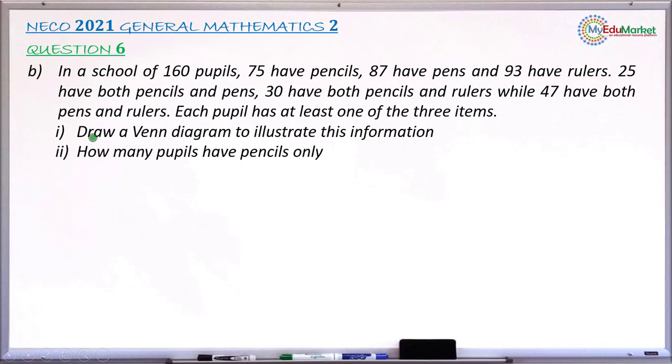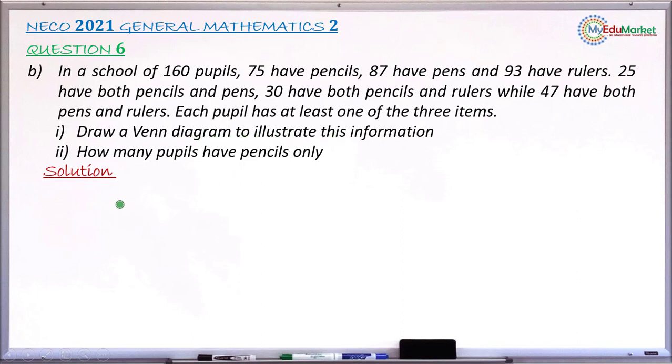So the question asks, in Roman 1, that you draw a Venn diagram to illustrate the information given, and in Roman 2, you are asked to find how many among these 160 pupils have pencils only. So let's attempt to answer this question. The very first task is illustrating this information on the Venn diagram.